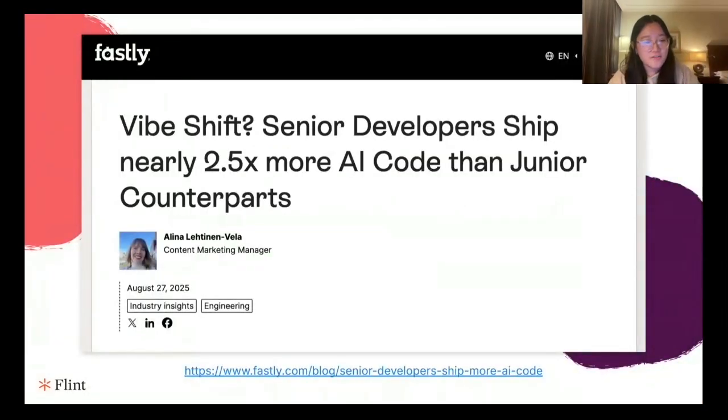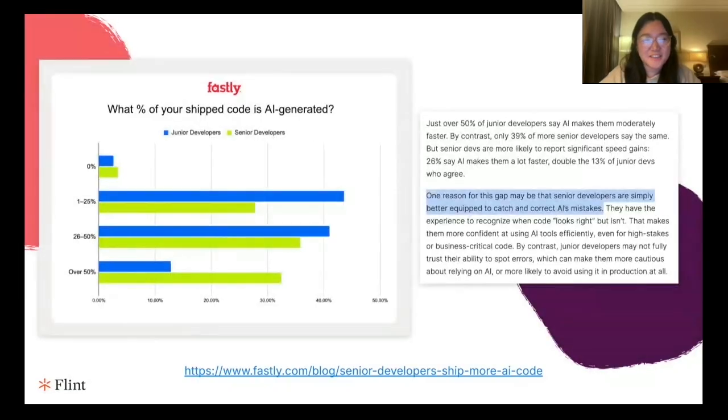This article that I found is actually from August of this year, so it's been a couple months, but I thought it was very interesting to look at with this group. Specifically, Fastly, this research company, did a survey of, I think, almost 800 professional developers, both more junior level developers and more senior level developers, to see some trends in how they're using AI in their workflow. The interesting thing was that senior developers were shipping 2.5 times more AI generated code than junior ones. And here's the breakdown of that statistic.